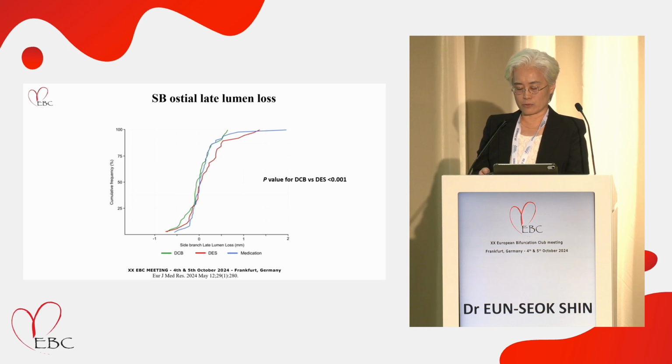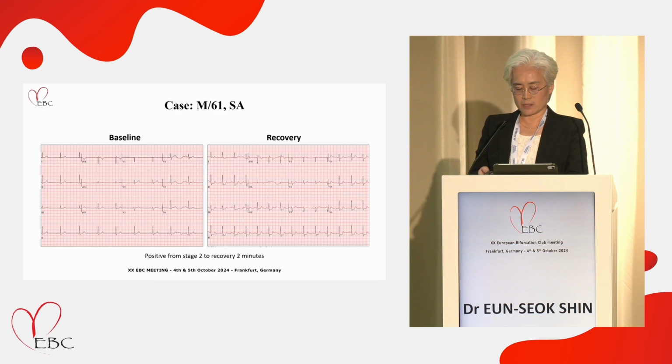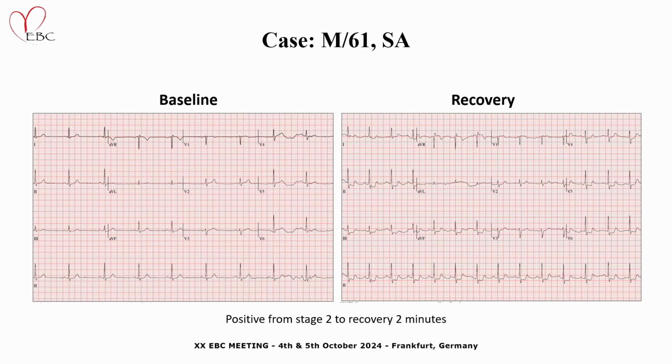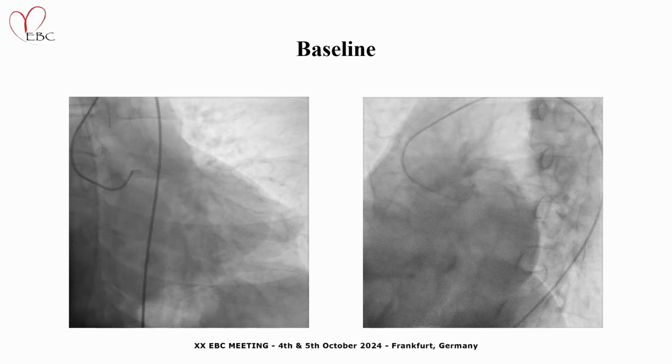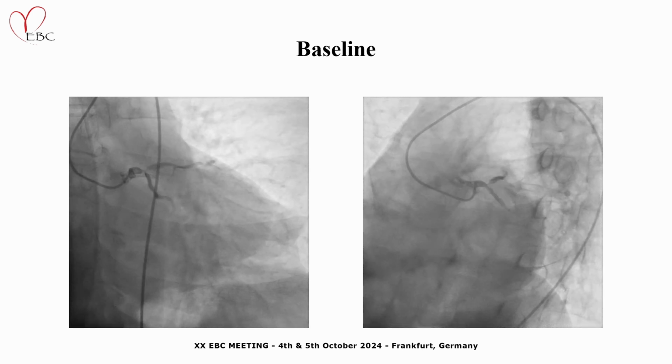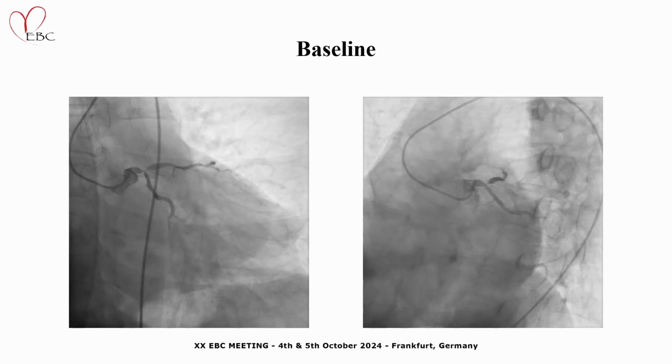This is a 61-year-old man with stable angina. He had a positive treadmill test. The ST segment depression was sustained until recovery phase. It is a high risk. The left main was a true bifurcation lesion, like this.